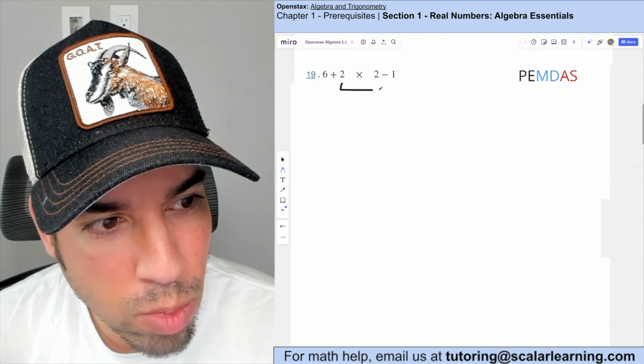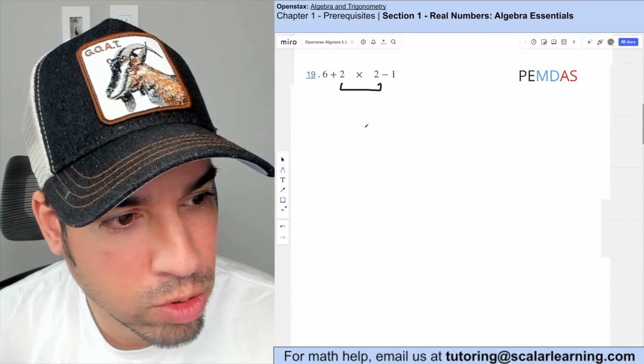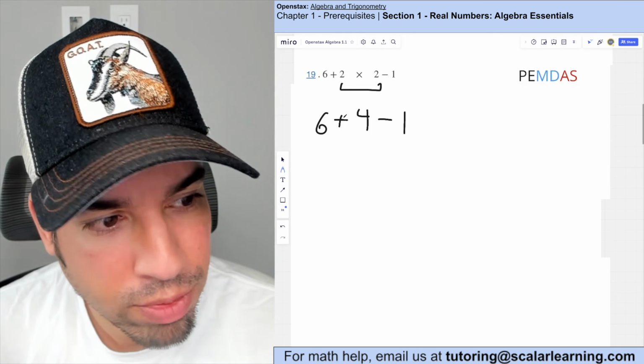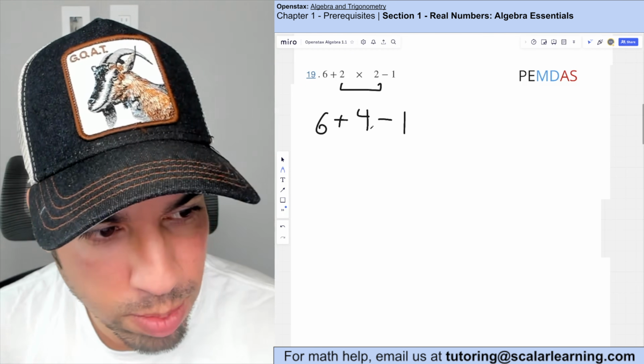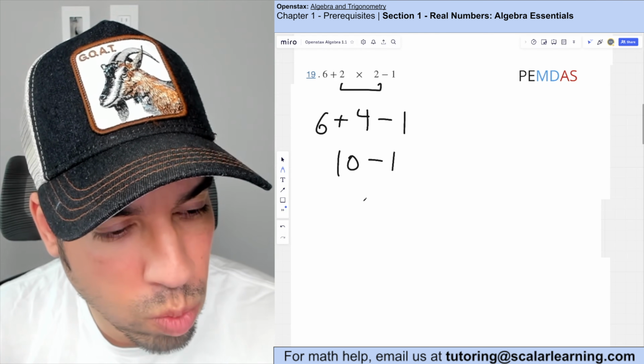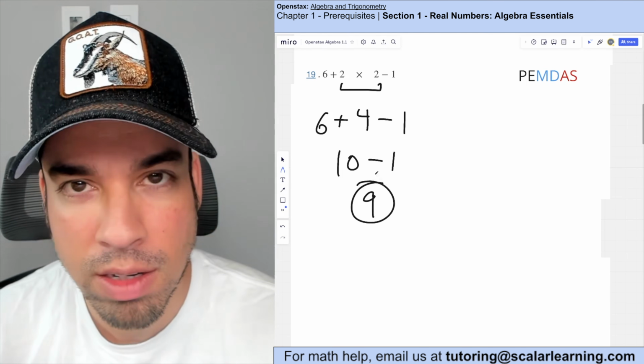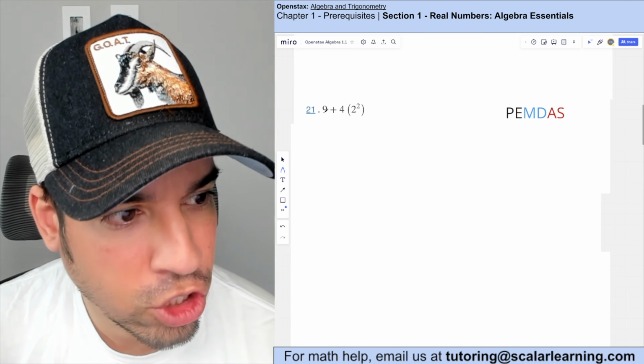Here we're going to do the multiplication first. So 2 times 2 is 4. Then I'm going to go left to right with addition and subtraction. So 6 plus 4 is 10 minus 1 is 9. Done.